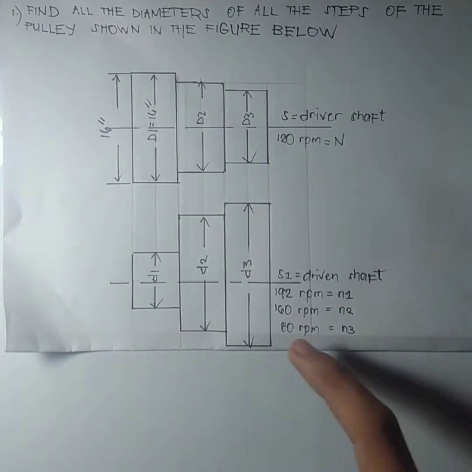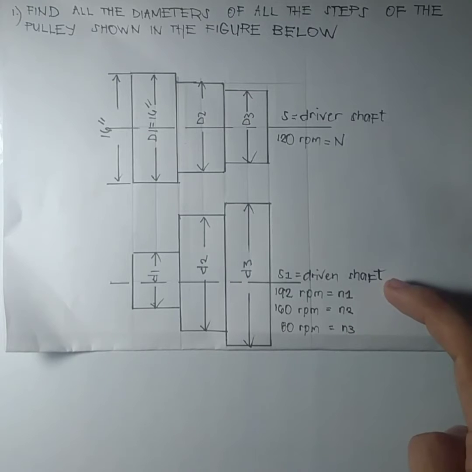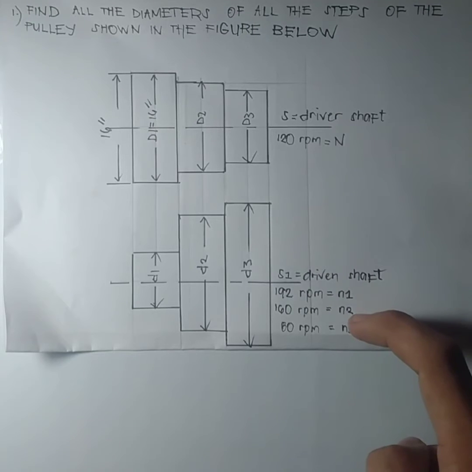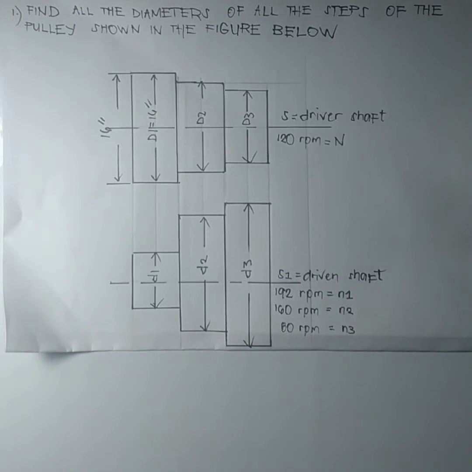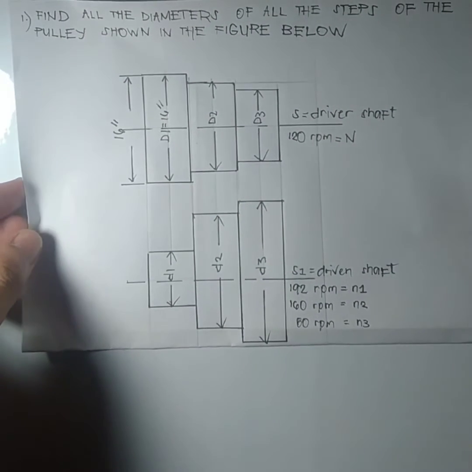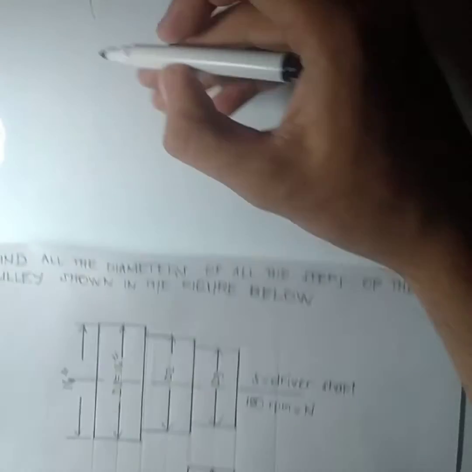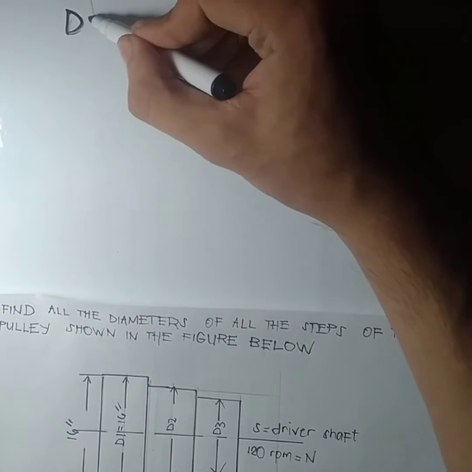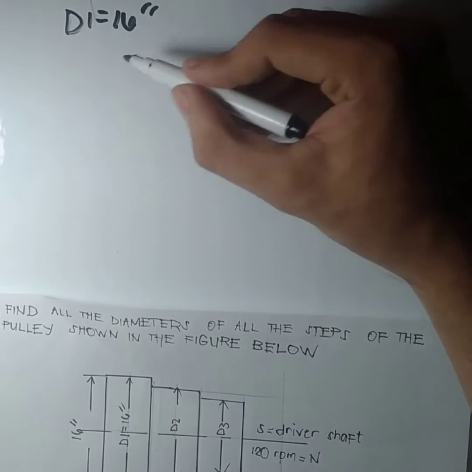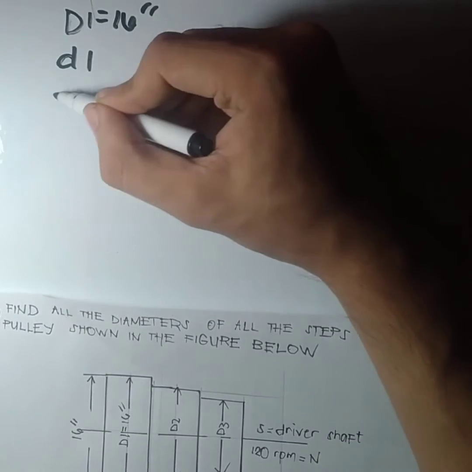And we have our given in our driven shaft: N1 is equal to 192 RPM, N2 is equal to 160 RPM, and N3 is 80 RPM. So we have missing, ang hinahanap ay all the diameters. So meron na tayong D1. D1 is 16 inches. Ito ang ating mga missing pa.